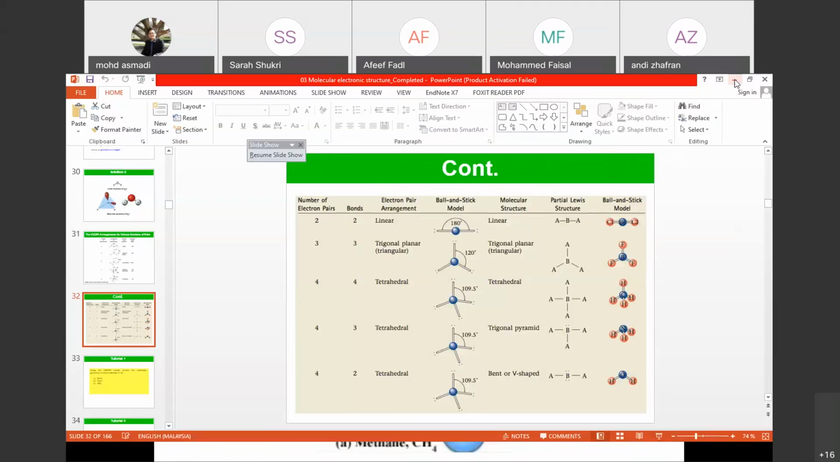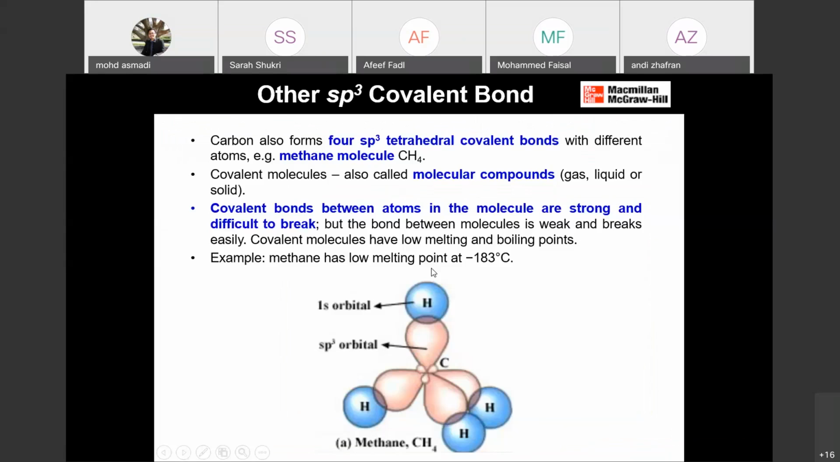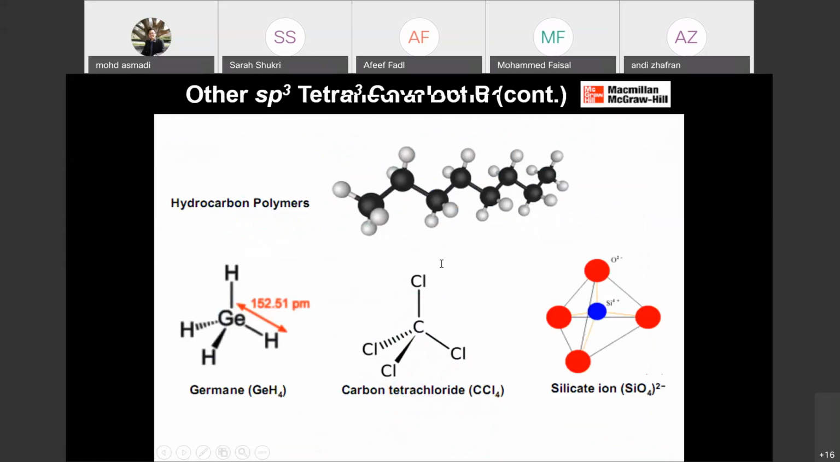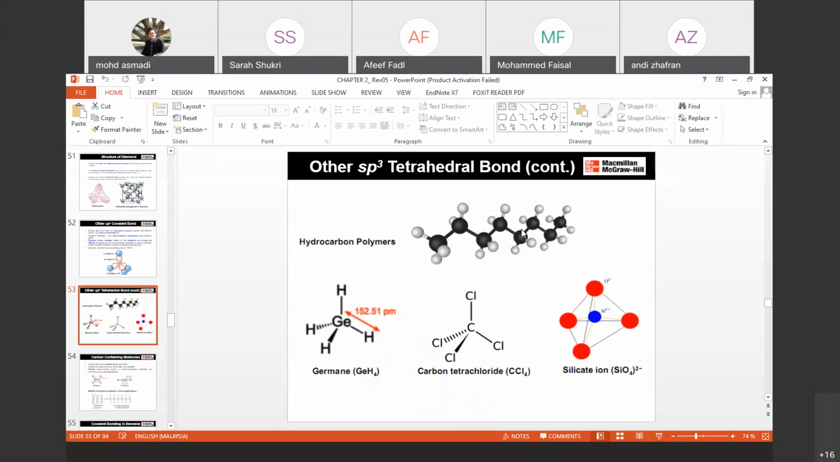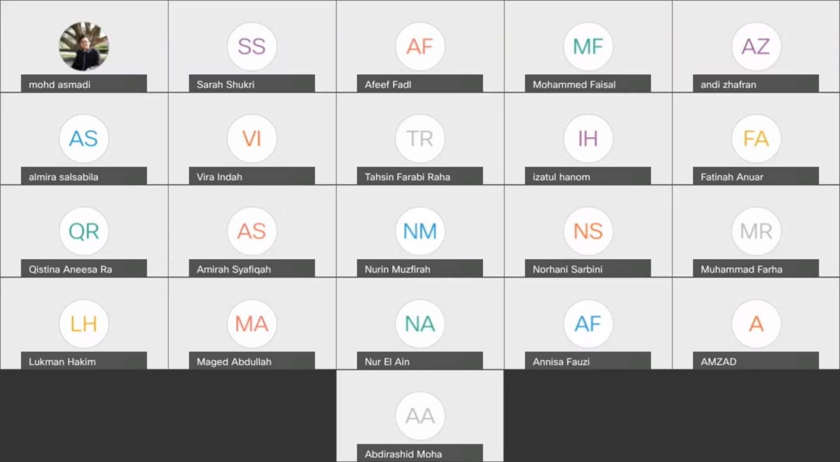About the geometry, you can understand that it depends on the lone pairs and bond pairs. The sharing of electrons between two atoms is a bond pair, while not sharing is a lone pair.